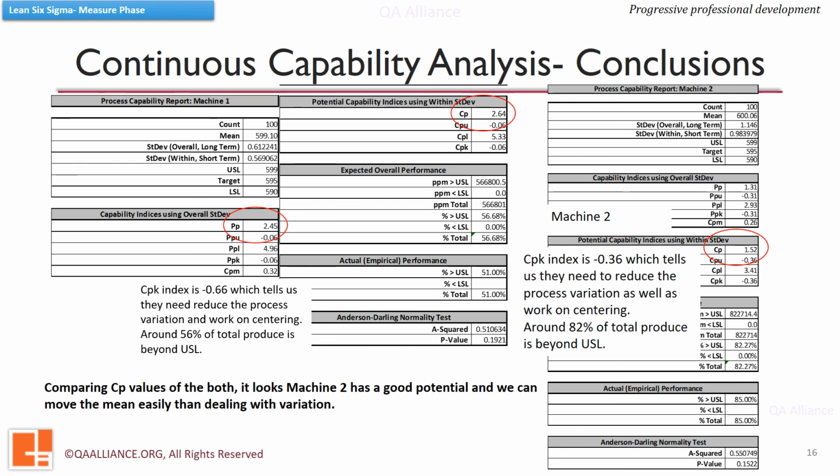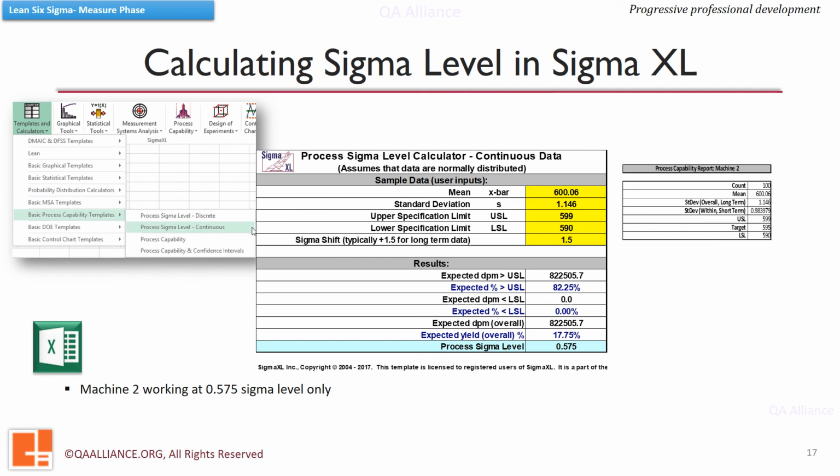Comparing CP values of the two, it looks like Machine 2 has good potential and we can move the mean more easily than dealing with variation. Capability analysis does not calculate sigma level. For the purpose, a sigma level calculator is available. Feeding the data from the capability analysis in the yellow cells, we can easily calculate sigma level here. As seen in the previous slide, if we improve the mean so that it goes far from USL towards center, the sigma level can improve significantly.